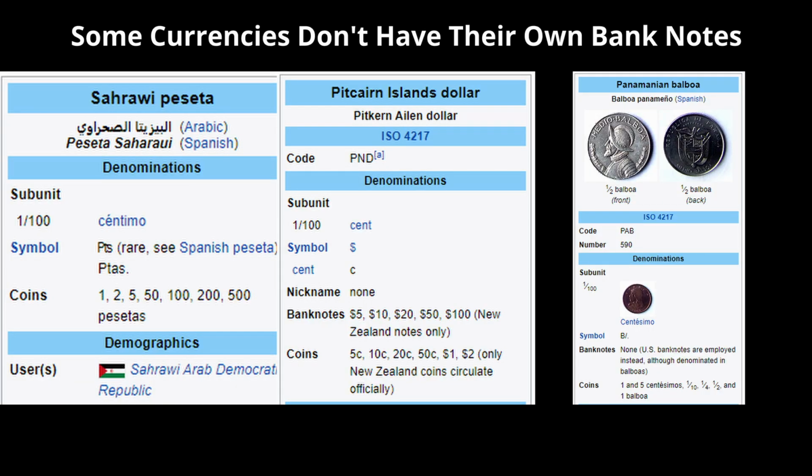Next, while this didn't really cause any problems per se, there is an issue with the fact that some of the currencies that are on this list don't have banknotes. Or they have their own coins, but they use the banknotes of some other currency, such as the Pitcairn Islands dollar, which uses the New Zealand dollar as its banknote.